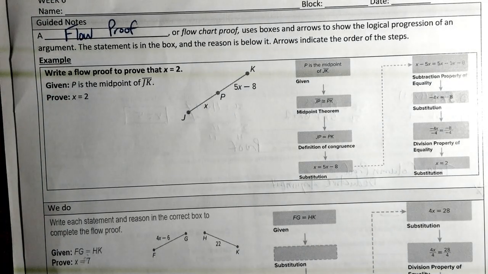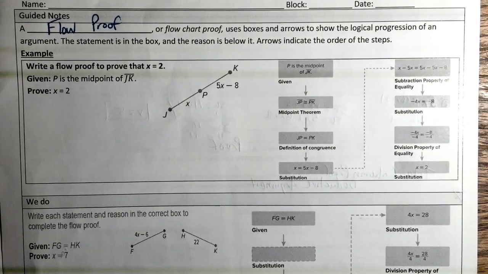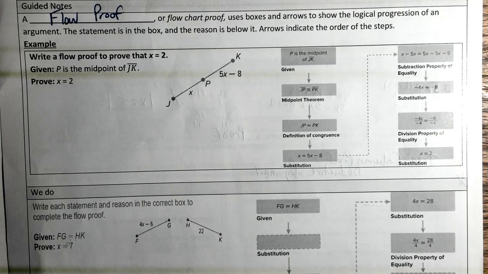All right, page 2. A flow proof, or a flow chart proof, uses boxes and arrows to show the logical progression of an argument. The statement is in the box and the reason is below it. Arrows indicate the order of the steps. So here's our first example. Let's get this away so you can see a little better. Write a flow proof to prove that x is equal to 2.